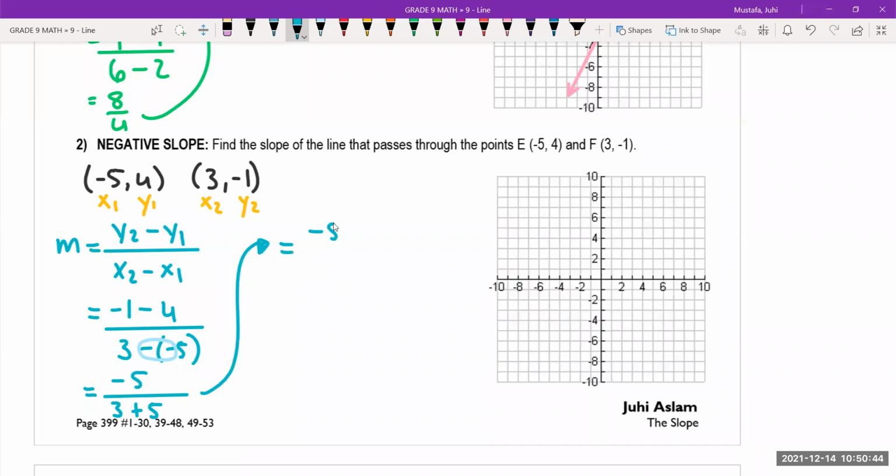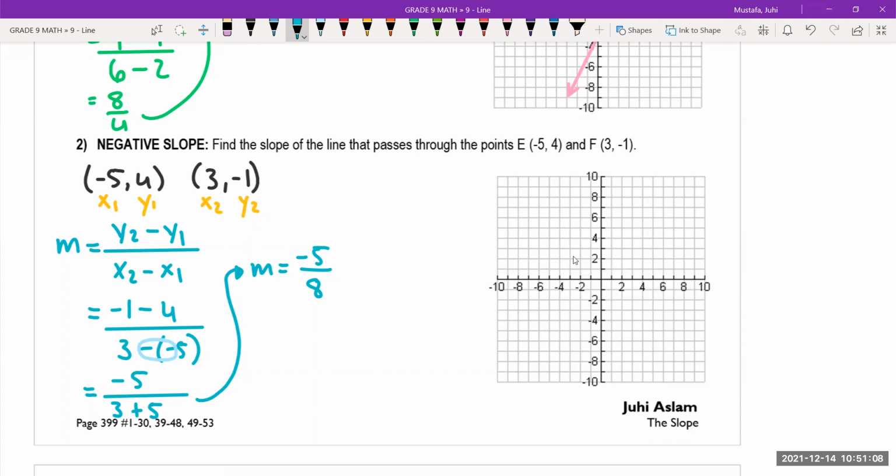It's going to be -5/8. And that's our final answer. We can't really do anything else with it. So actually, I'm going to rewrite it a little bit nicer since we're not calculating anything else. It's going to be m is equal to -5/8. This is our slope. That's our final answer. When we have 2 points, we use this formula.